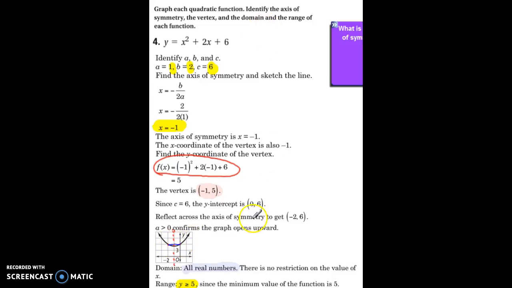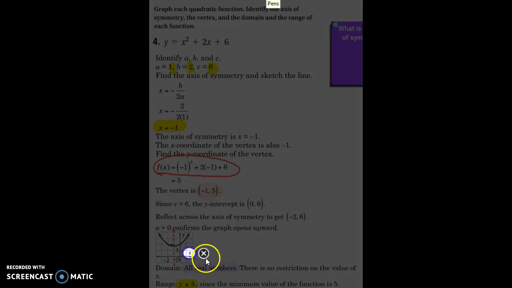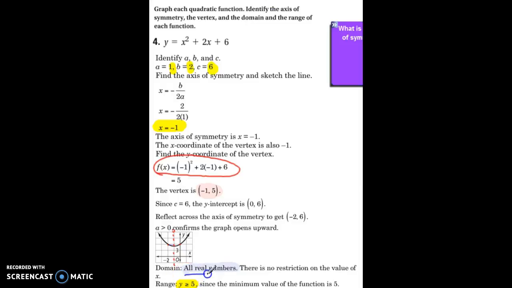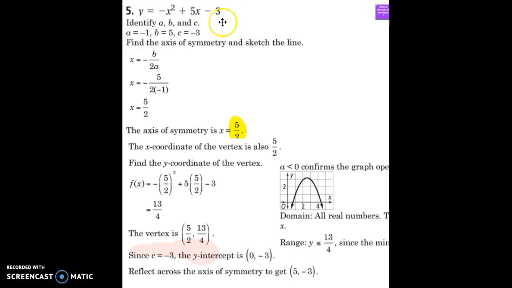Now they ask for the domain. That's my x values. This keeps getting wider and wider. So that's going to be all reals. I have a minimum value for my vertex. So all my y values have to be greater than 5. So my range is y is greater than or equal to 5.